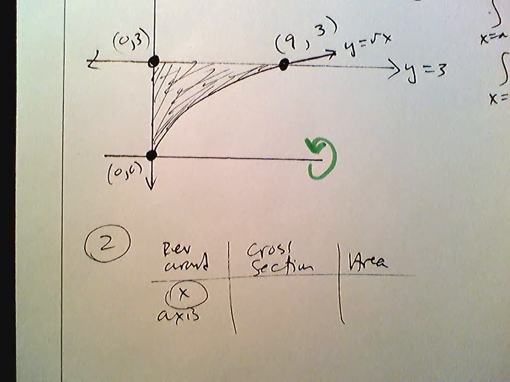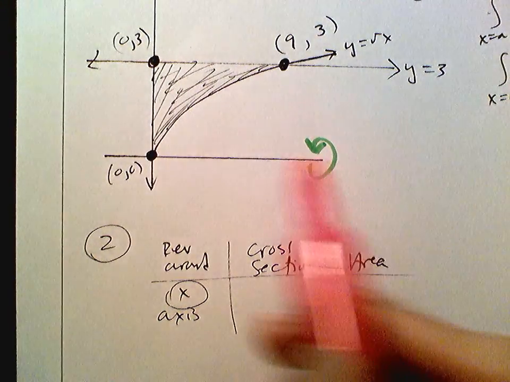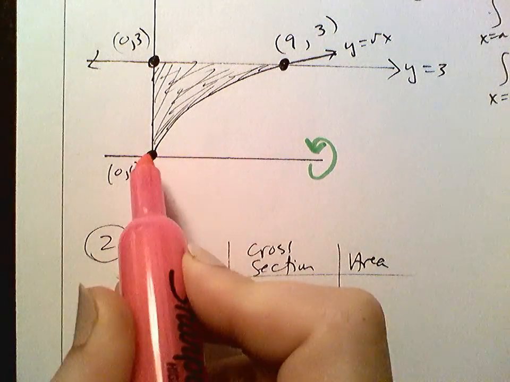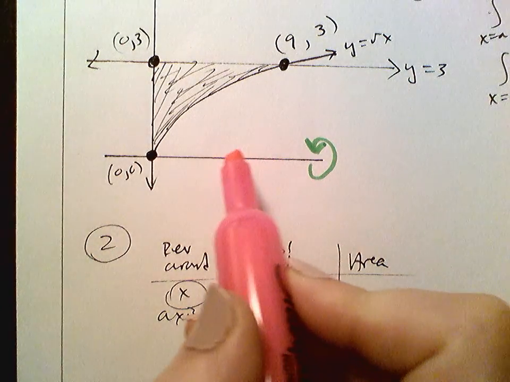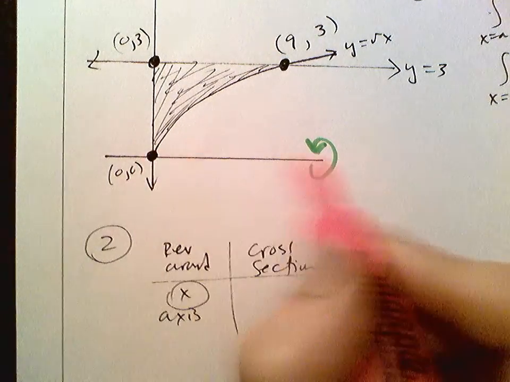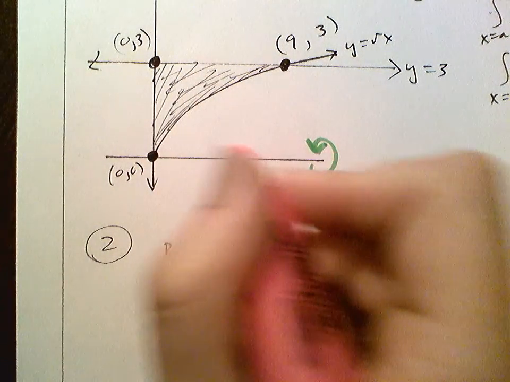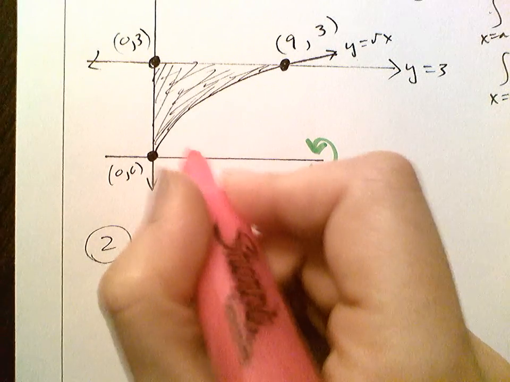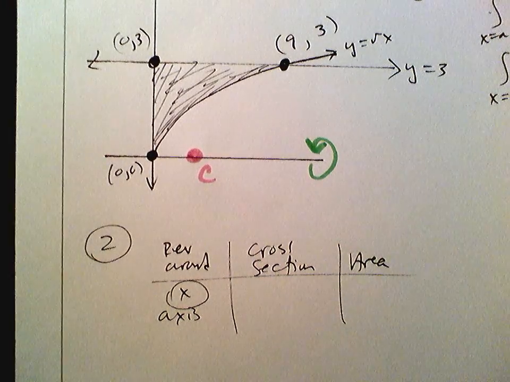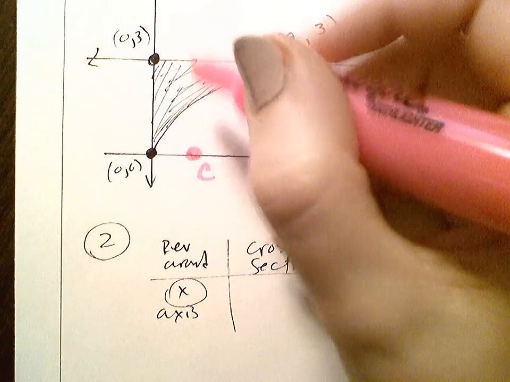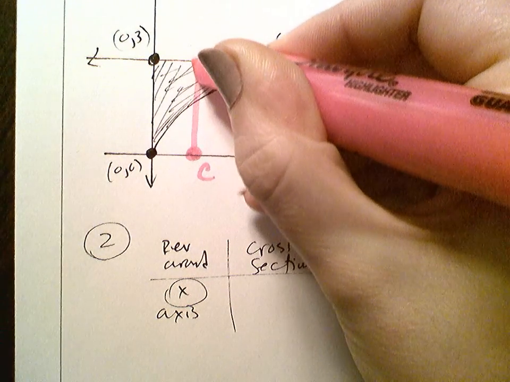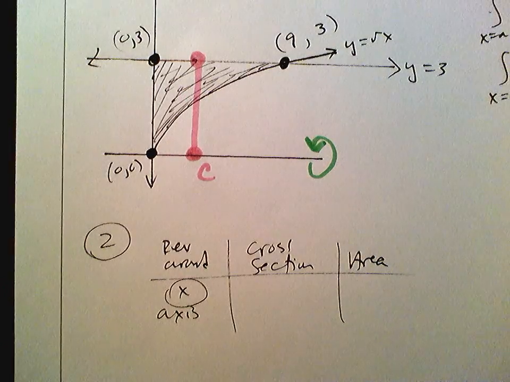Now for the cross section, when you're figuring out the cross section, you go to the axis you're revolving around. So I'm revolving around this axis. I go close to the region. Guys, notice the region is not right up against what we're revolving around. There's some space there. So I just go under the region, and I put a dot, and that is the center of my cross section. And then I draw a line all the way to the end of the region. So that would be my radius.